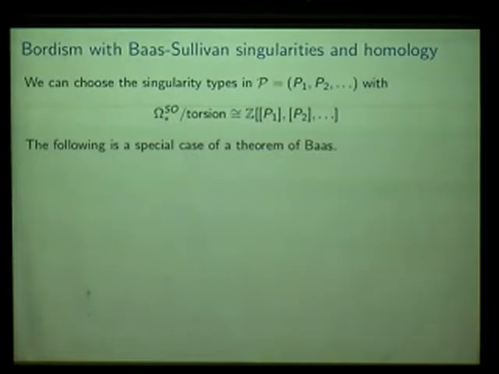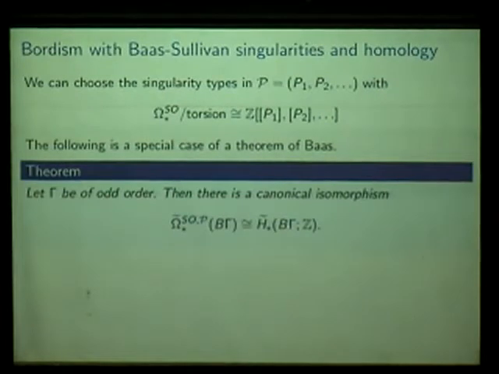And this is actually one of the most important theorems of the theory, proven by Baas in his paper, that these manifolds give a full description of the homology of a classifying space of a group gamma, B gamma, if that group is of odd order. I could have stated this theorem slightly differently, namely that bordism of manifolds with Baas-Sullivan singularities away from the prime 2 is isomorphic to homology theory. But I think this is a more concise way to state it.